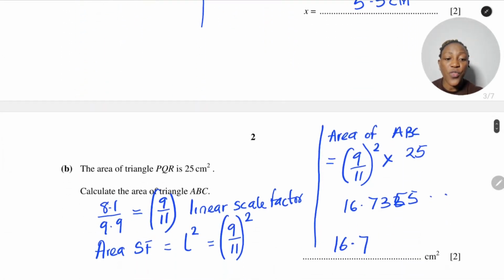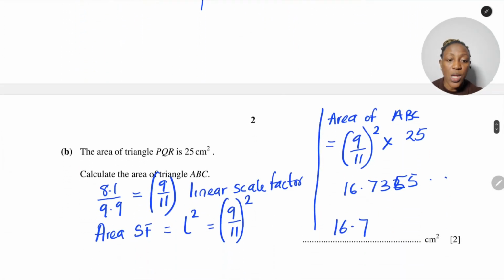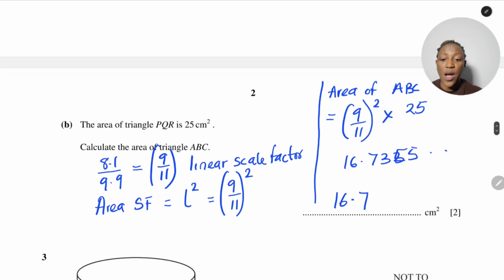First step is to find the scale factor, the linear scale factor that relates the two shapes, which is what we found here. It's 9 over 11. All right. And our area scale factor is the square of our linear scale factor. That's why we have squared our 9 over 11. To find the area of ABC, we just multiply that area scale factor by the area of the bigger shape given. And that's how we end up with 16.7.